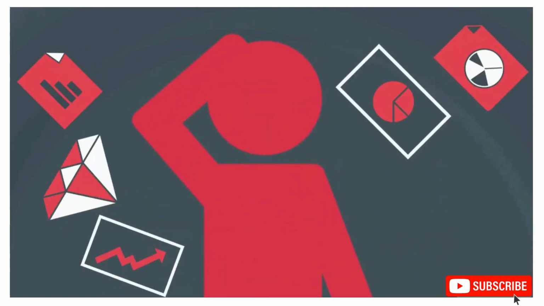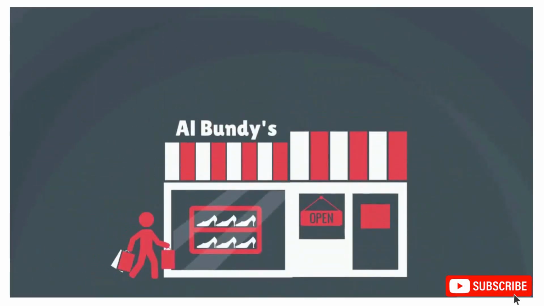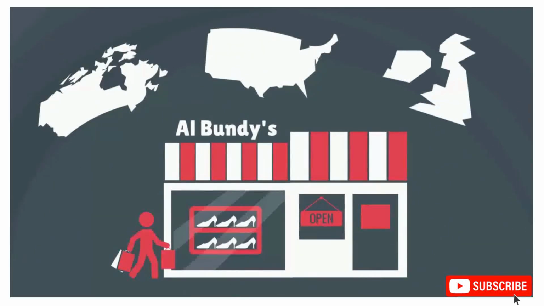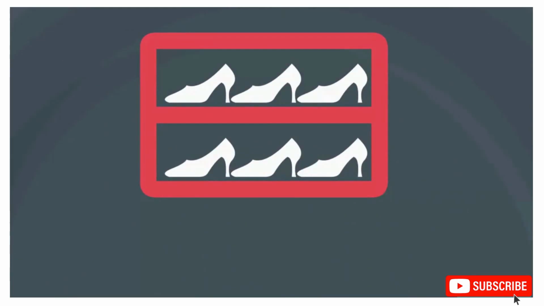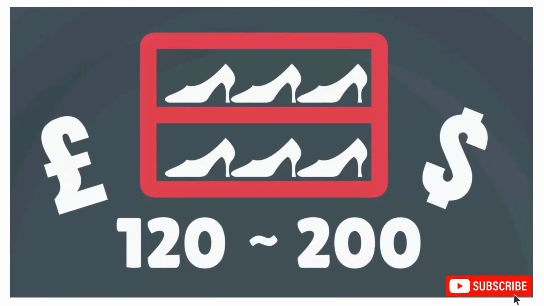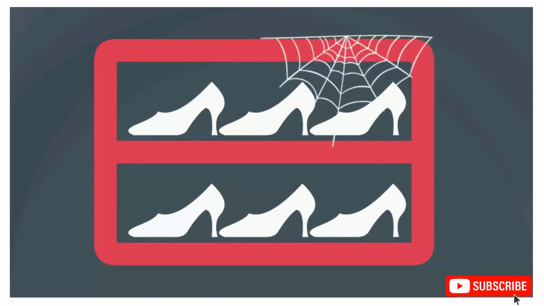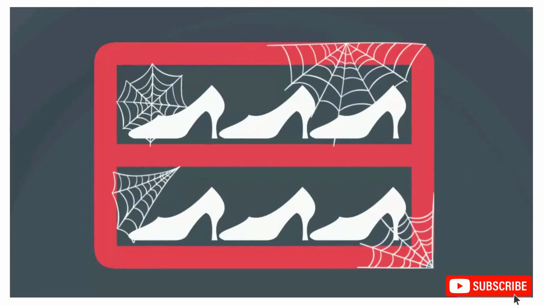You are a data analyst for Al Bundy's shoe shop. Al Bundy's is a US-based company established 30 years ago. It also operates in Canada, the UK, and Germany. The firm sells mid to high-end shoes, ranging from $120 to $200. While the shoes are of high quality, you have lots of inventory never sold. The shoes collect dust on store shelves.